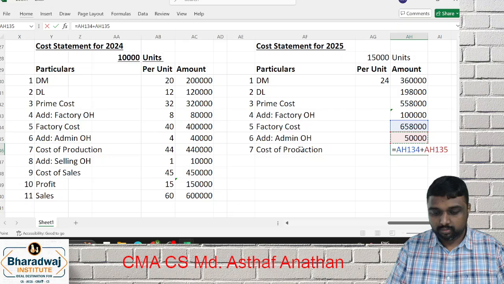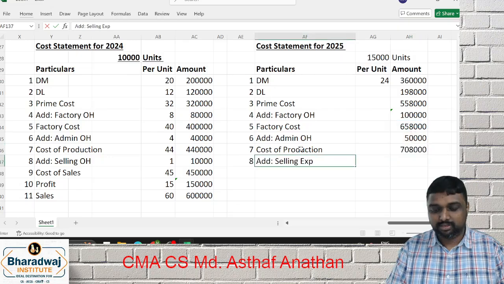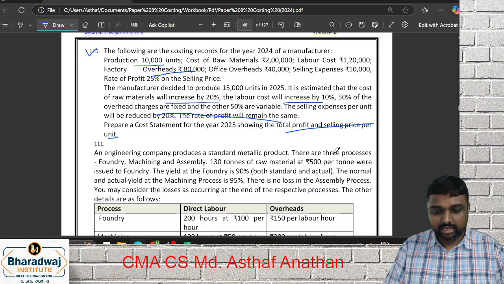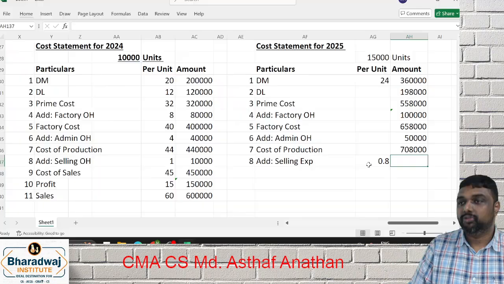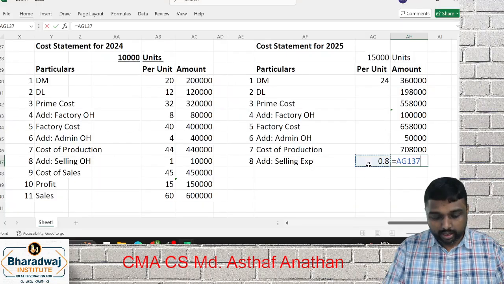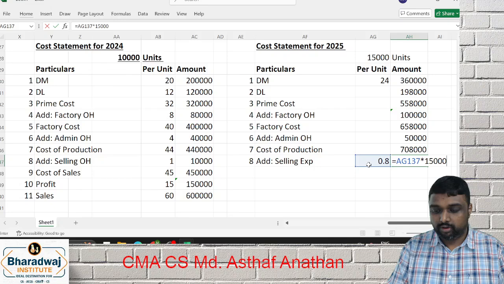Now, very interestingly, add selling overhead or selling expense. They have given the method. They said that per unit will reduce by what? 20. That means now it is 1. If it is reduced, it will be what? 80. So what will come? 0.8 into 15,000. So correct. Now you will get what?